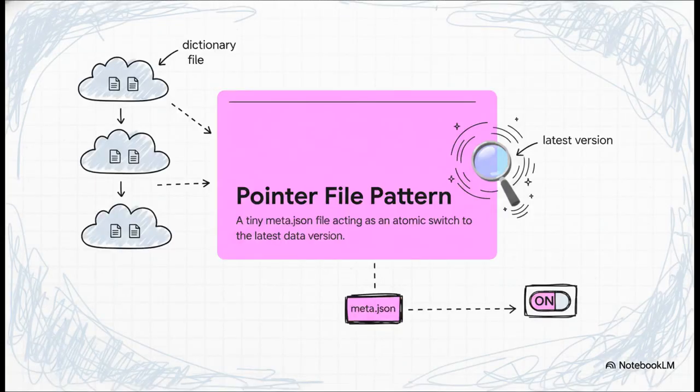To fix this, we implement the pointer file pattern. We upload every new dictionary file to a totally unique path on S3. Then we use a tiny meta.json file that literally just points to the currently active version. Because overwriting that tiny JSON file in S3 is a fully atomic operation, it acts as a flawless instant switch.